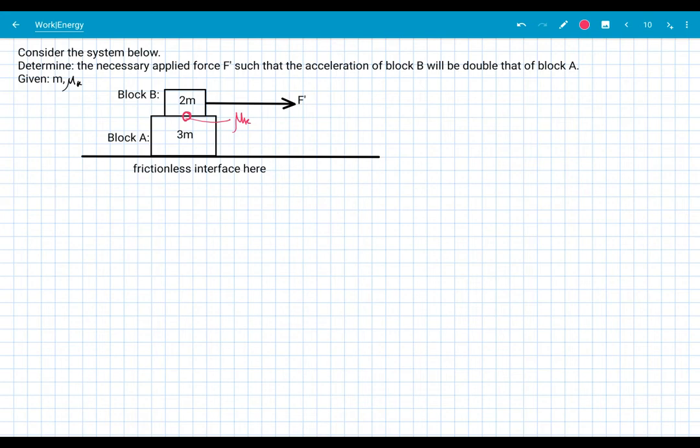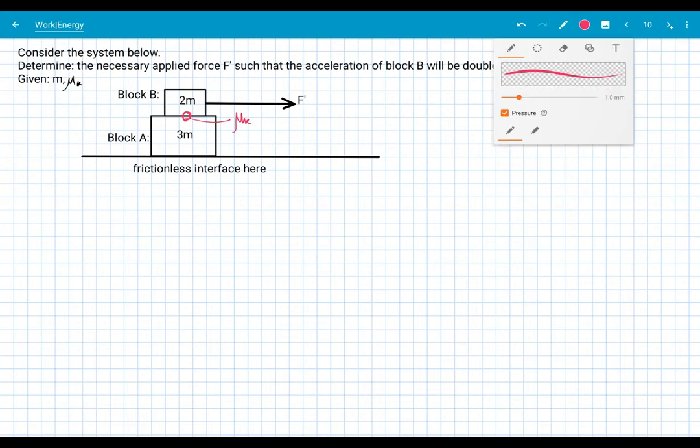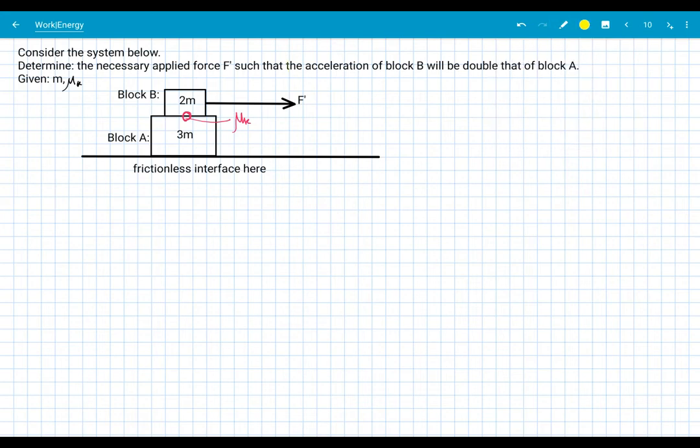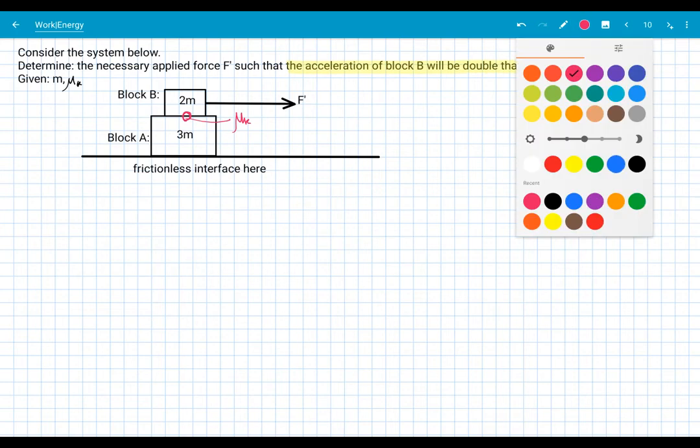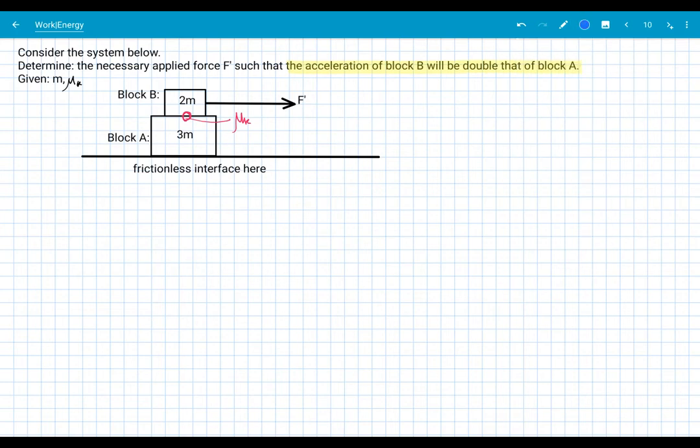And then we're told this really important piece here about the acceleration proportion, that the acceleration of block B will be double that of block A. Okay, so that's something that we can write simply in an algebraic equation. So cool. Let's think about how we want to approach this. We're going to approach this using energy analysis. This is a problem that is also interesting, and of course, you're able to approach it using force analysis. So you can work it using energy analysis, and you can always check your answer using force analysis.